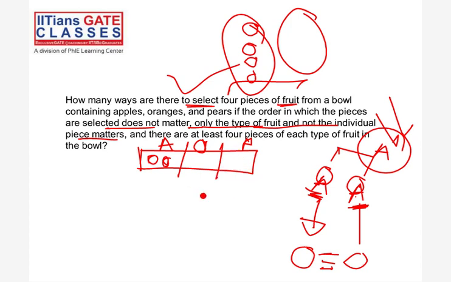Yeah, final answer we will see, don't worry about it. Now, read the last line. The last line is saying there are at least four pieces of each type of fruit in the bowl.